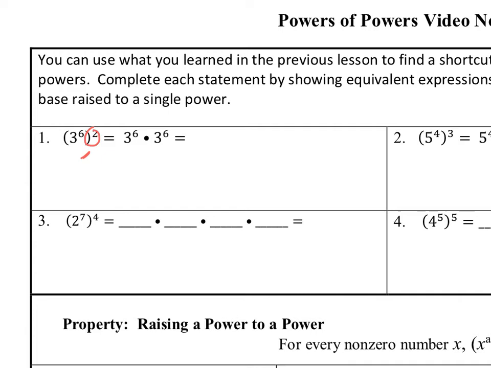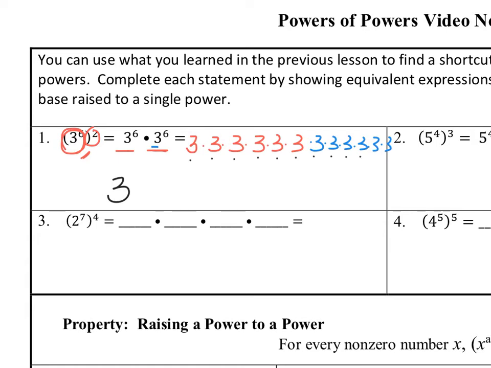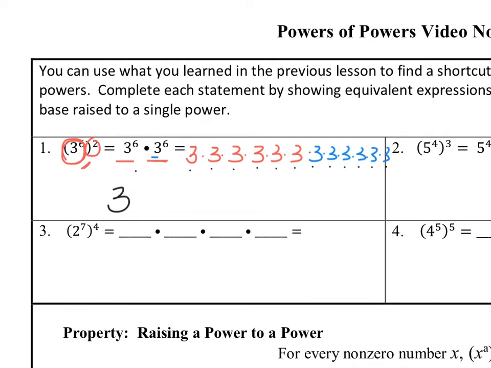Whatever's inside the parentheses, in this case 3 to the 6th, squared means I'm going to write it 2 times. And if you remember from our multiplication notes, 3 to the 6th times 3 to the 6th. This is the long way, this is not the shortcut. There's one 3 to the 6th, so I have 6 threes. And there's the other one, so I need another 1, 2, 3, 4, 5, 6. So when we write this as one base raised to a single power, we have 1, 2, 3, 4, 5, 6, 7, 8, 9, 10, 11, 12 threes. So this is 3 to the 12th.